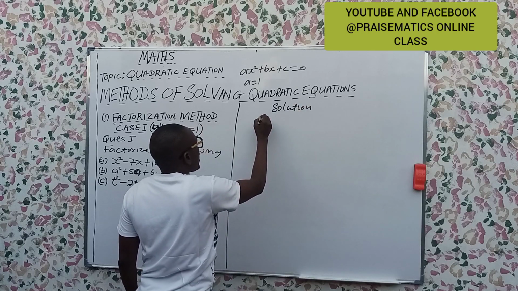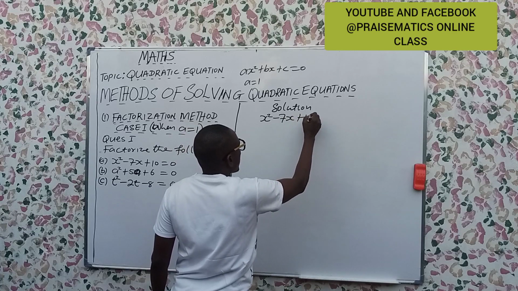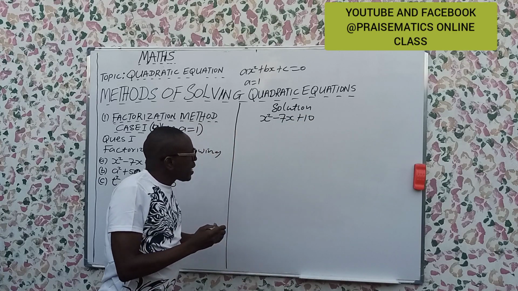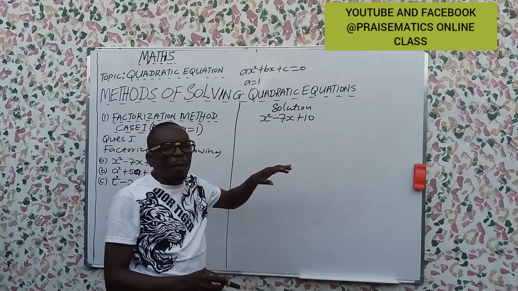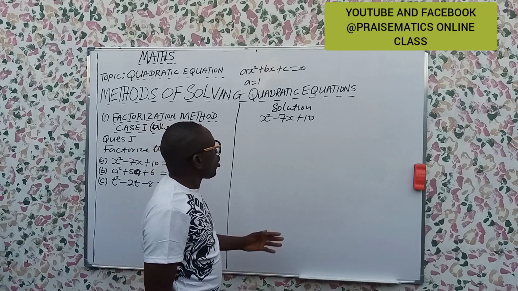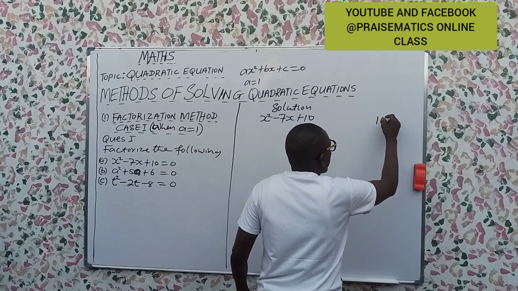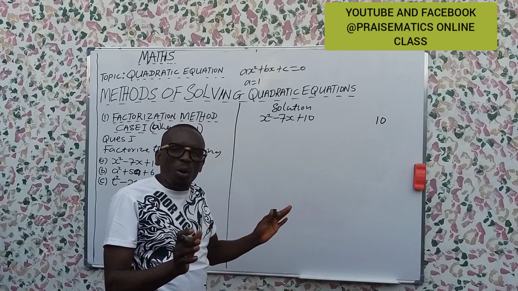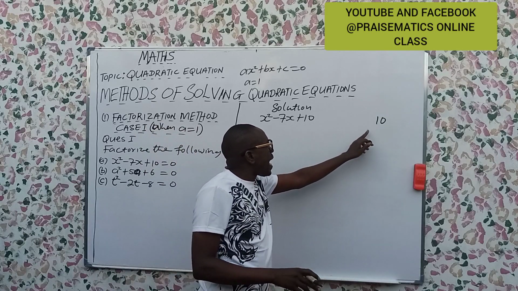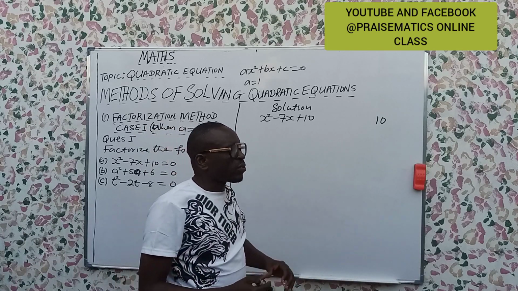The question says x squared minus 7x plus 10. So this 10 here is a number without alphabets, a number without algebra. So you bring 10 out, that number without algebra, and you look at the factors of 10. And what are the factors of 10?